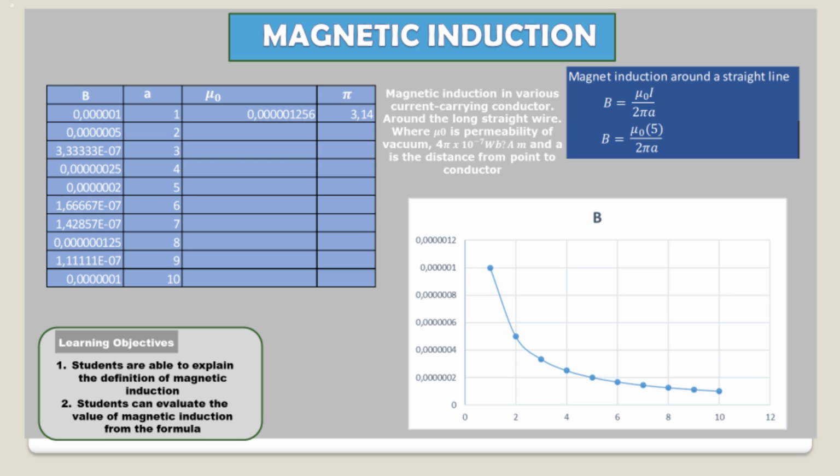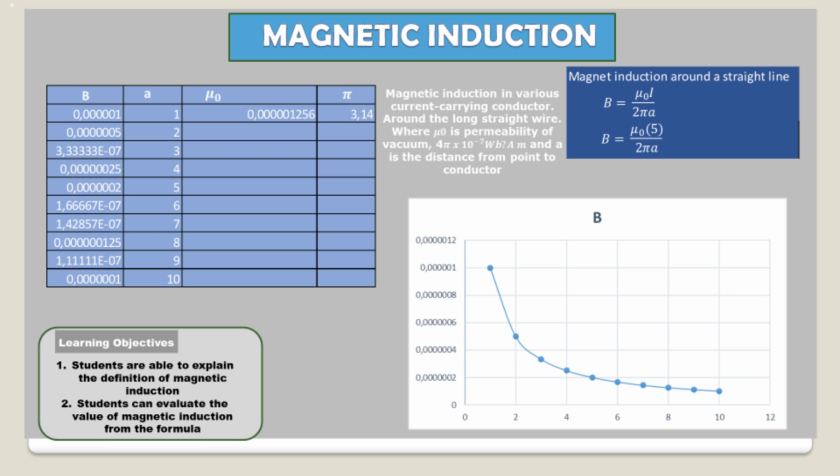1.25 times 10 to the power minus 5 meter square per second. We assume the value of I, or current, is 5 ampere, and the value of π is 3.14, and the value of a, or distance to the wire point, are 1 to 10 meter.